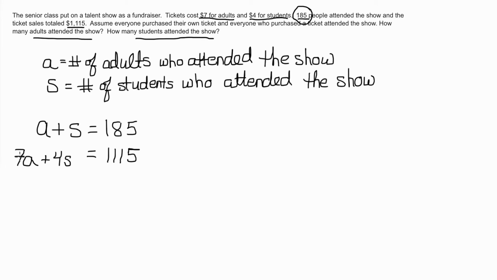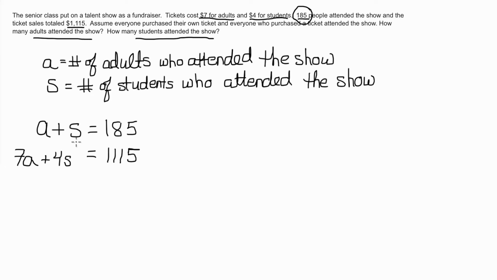So right there we know that 7 times the number of adults is going to be the total amount of money earned from the adult ticket sales, and 4 times the number of students who attended is going to be the total amount of money that you collected from student ticket sales. And then if you add them together, that's going to give you the total amount of money of $1,115. So now you recognize this. This is just a system of equations. So let's figure out what to do.